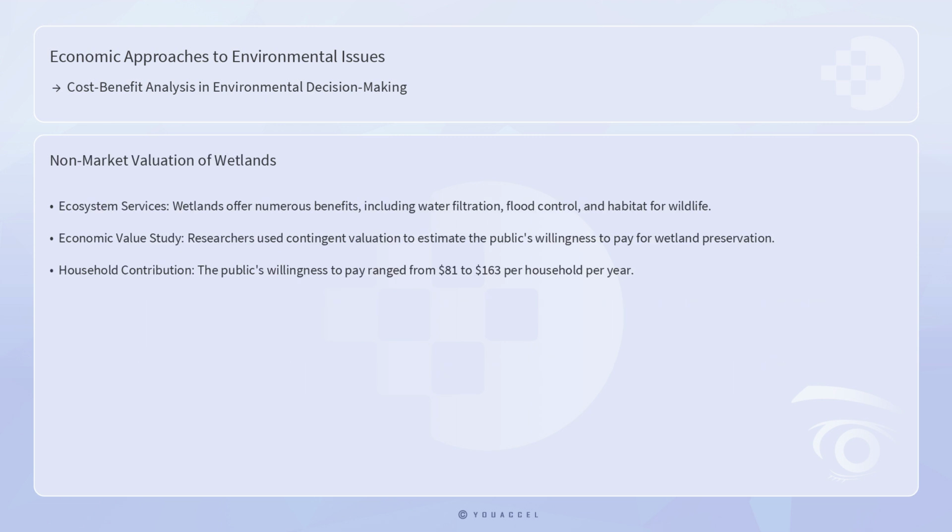A pertinent example of non-market valuation in practice is the assessment of ecosystem services provided by wetlands. Wetlands offer numerous benefits, including water filtration, flood control, and habitat for wildlife. In a study on the economic value of wetlands in the United States, researchers used contingent valuation to estimate that the public's willingness to pay for wetland preservation ranged from $80 to $163 per household per year, highlighting the substantial non-market benefits of these ecosystems.